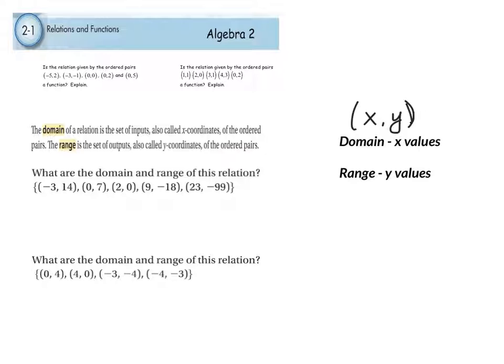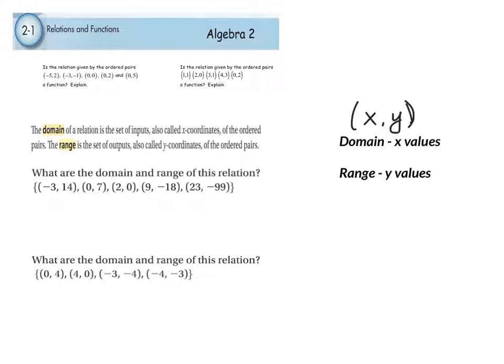As we look here, it says the domain of a relation, or a set of ordered pairs, is the set of inputs, also called the x-coordinates of the ordered pairs. So over here I've written down the domain is the x values. Very simply, domain is a fancy word for the x values. The range is a set of outputs, also called the y-coordinates of the ordered pairs. So the range is the y values. When we're finding domain, we're asking for the x values of the ordered pairs. And when we're finding range, we're asking for the y values of the ordered pairs.